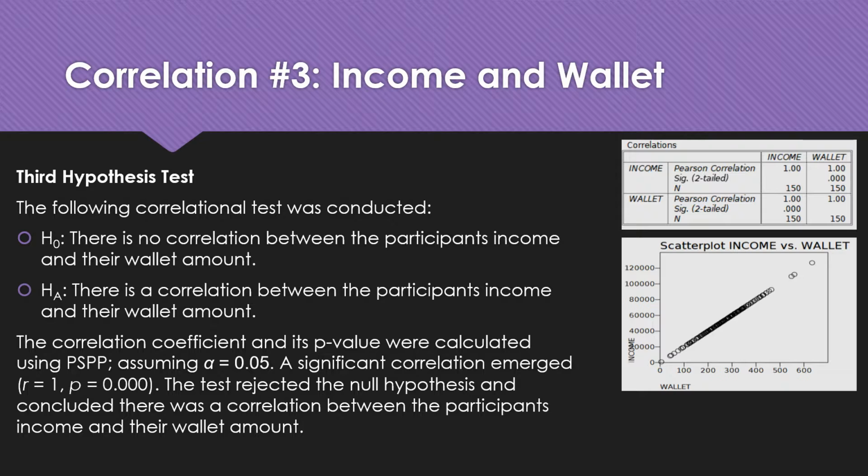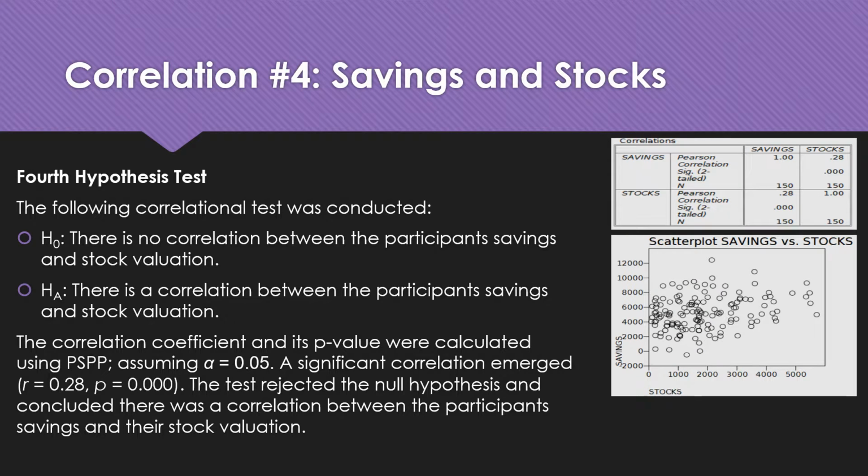The correlation coefficient and its p-value were calculated using PSPP. Assuming alpha equals 0.05, a significant correlation emerged where R equals 1 and P equals 0.000. The test rejected the null hypothesis and concluded there was a correlation between the participant's income and their wallet amount.